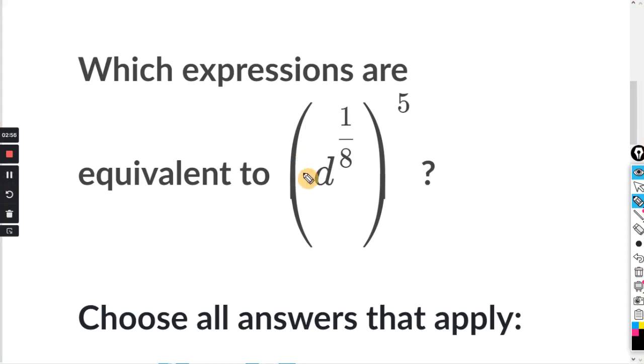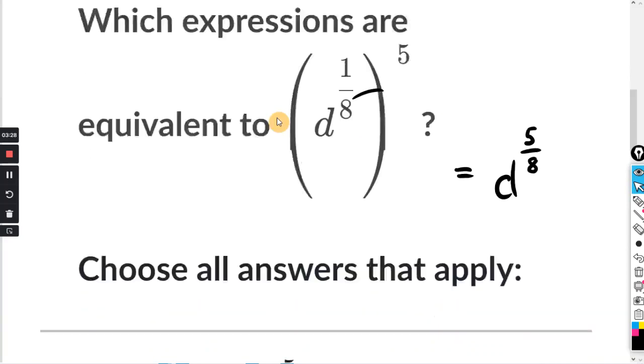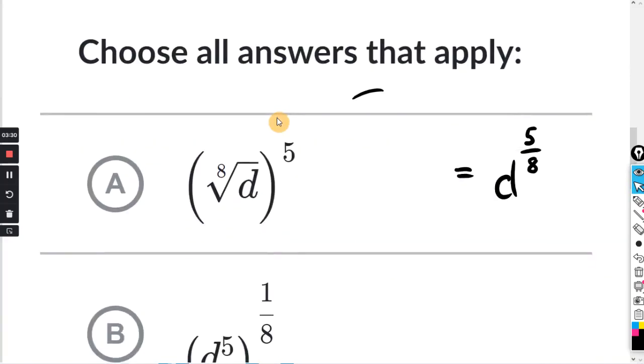Which expressions are equivalent to d to the 1/8 to the 5th power? As we said a minute ago, if you have something with an exponent and you raise that to another exponent, you just multiply the exponents. So we're going to keep d, and this is going to be 1/8 times 5, and that is just 5/8. So that is the exponent on d, d to the 5/8.